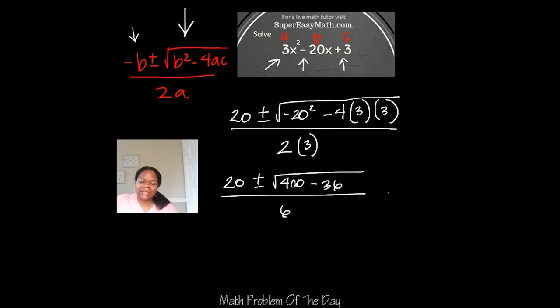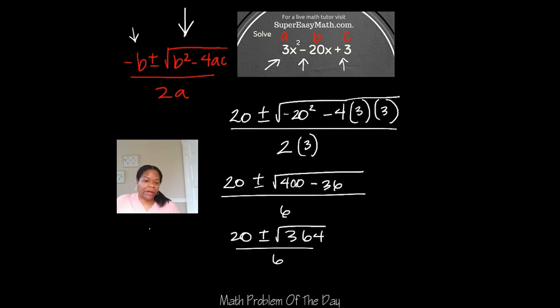Now I want to see what I can pull out of this radical. If I were to subtract the 400 and the 36, I would get 364, and that's over 6. And when you do that, you have 20 plus or minus the square root of 364 over 6. So now I need to figure out how I can break down that 364 even more. So you have a few different choices.